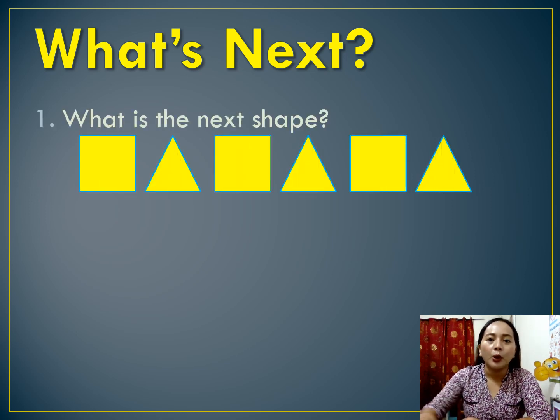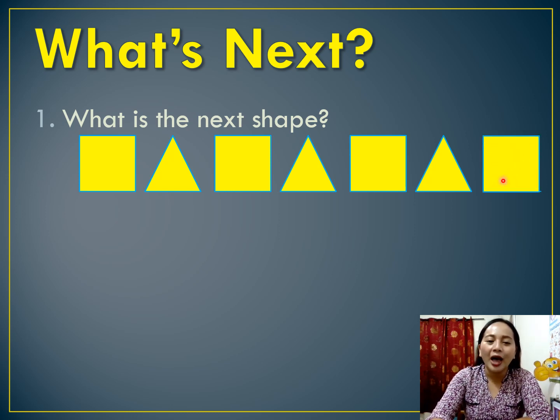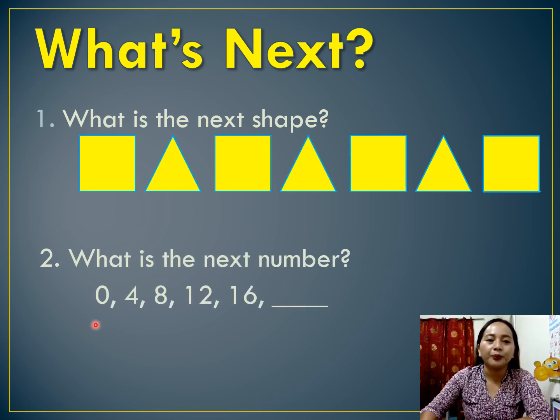Number 1. What is the next shape? Square, triangle, square, triangle, square, triangle. What is next? Square. That's correct. How about number 2? What is the next number? 0, 4, 8, 12, 16. What is next? 20. That's correct.